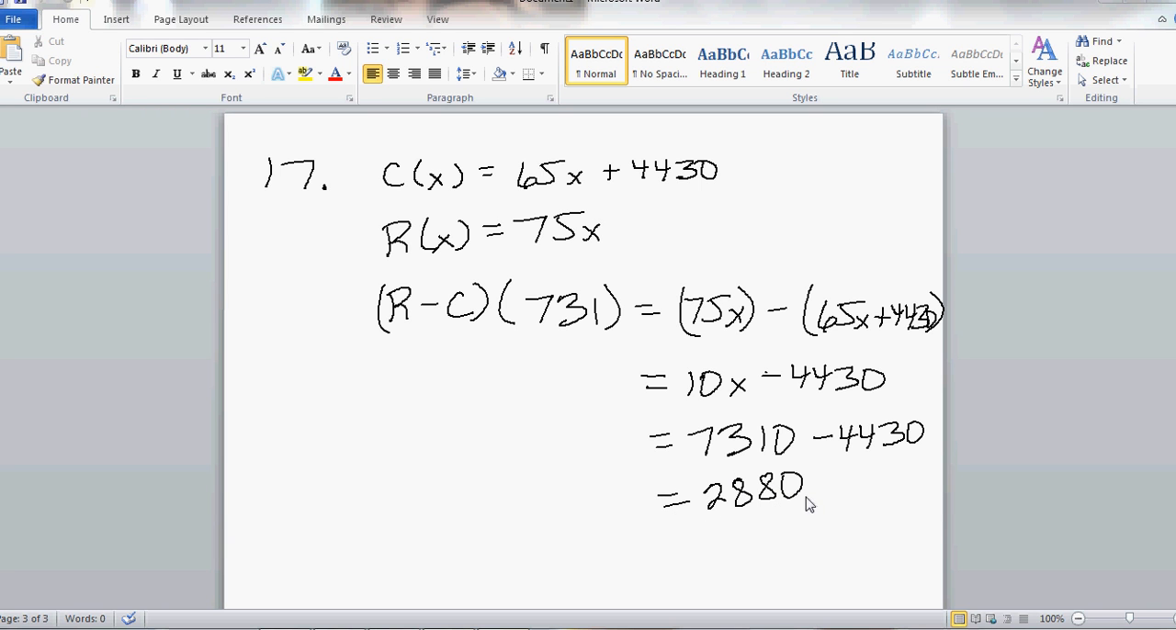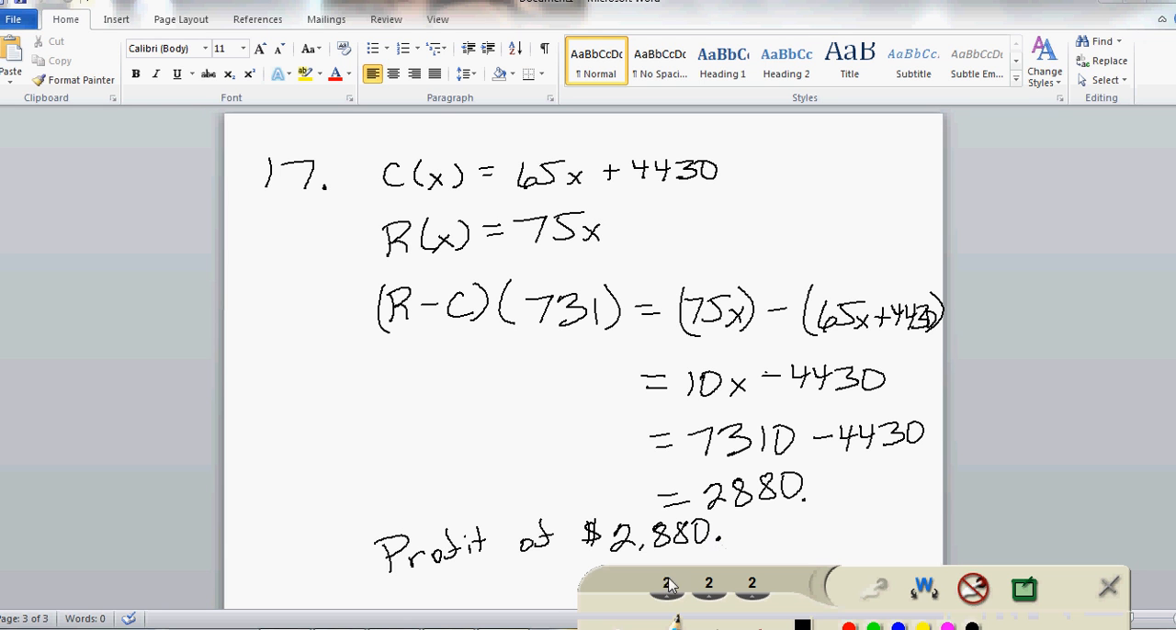Now that's what it equals. Now the question becomes, what does it mean? What is the interpretation of it? Well, R represents the revenue, how much money we're bringing in. C represents the cost, how much we're sending out. So what this would amount to is we would have a profit of $2,880. That's take-home profit, I guess, is the best way to say it.